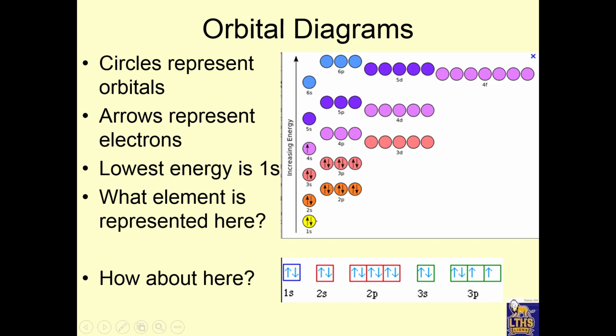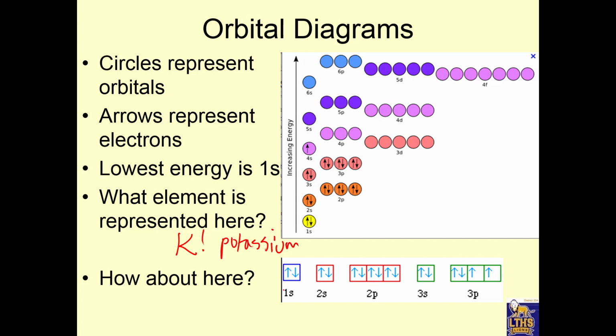So what element are we representing here? Well, electrons are arrows. So there's 2, 4, 6, 8, 10, 12, 14, 16, 18, 19 electrons. So you look on the periodic table, find out what has 19 protons, and then it's 19 electrons because elements are neutral. So this is potassium. Ooh, potassium. All right, how about this one?